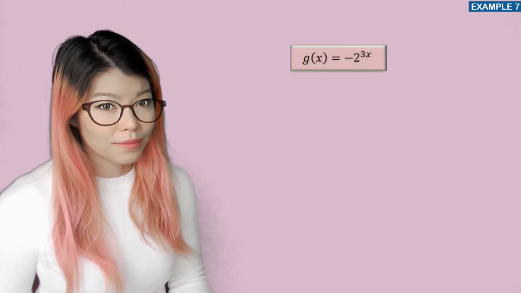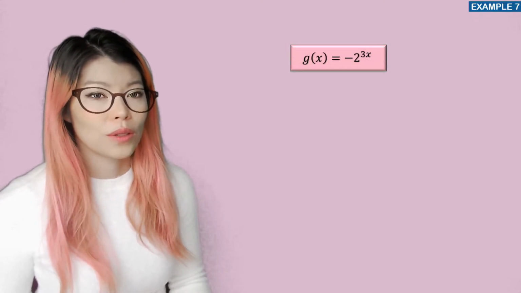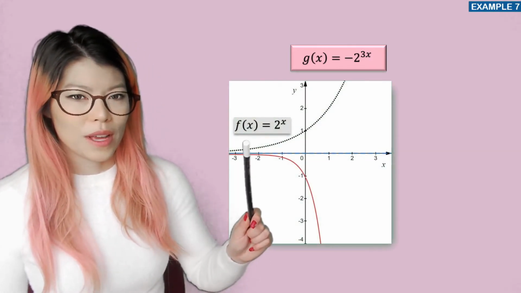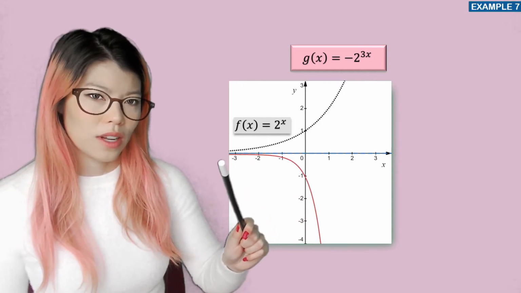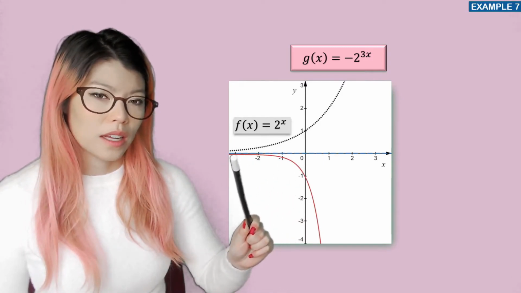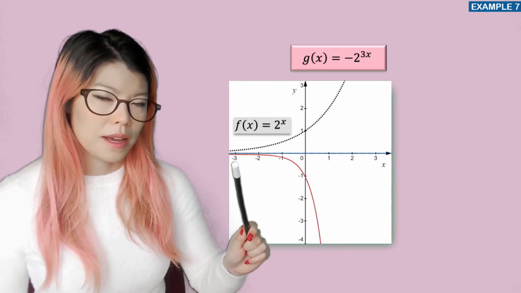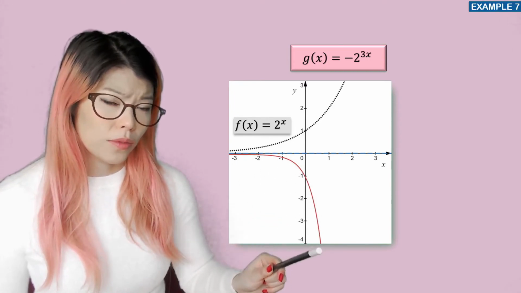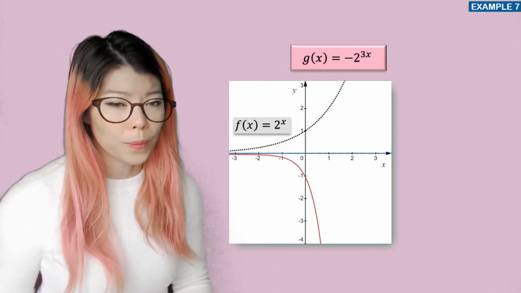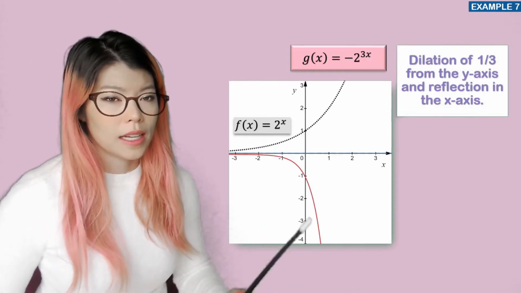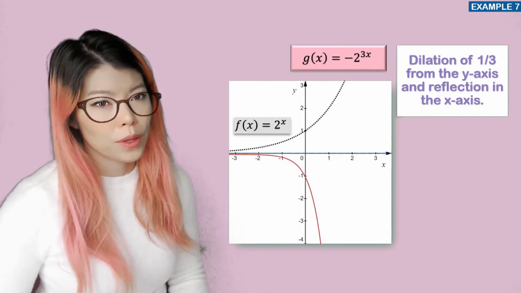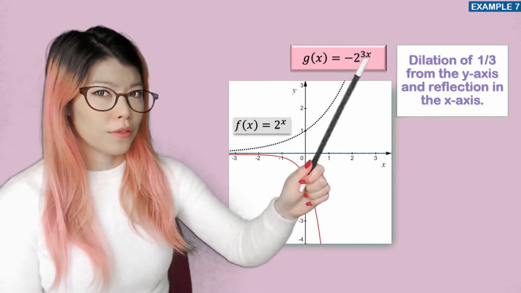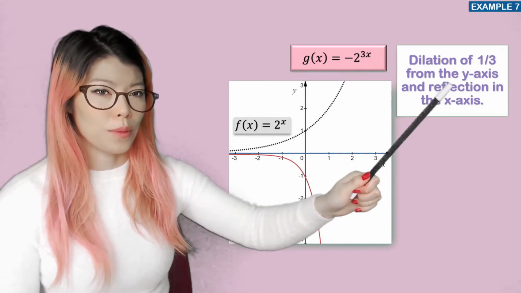Example 7. Here we have negative 2 to the 3x. What does the 3x do to the negative 2 to the x? So here we have the original 2 to the x. So the negative 2 to the x would have looked like that. But the 3 makes it look like it moves a lot faster. It curves a lot more. So again, that 3 means a dilation of a third from the y-axis. And remember, when we put a number in front of x, the dilation is described from the y-axis.